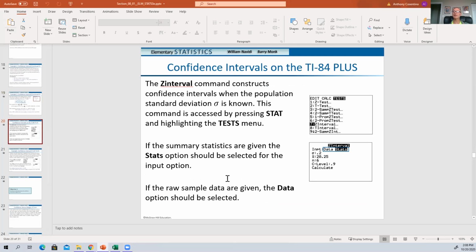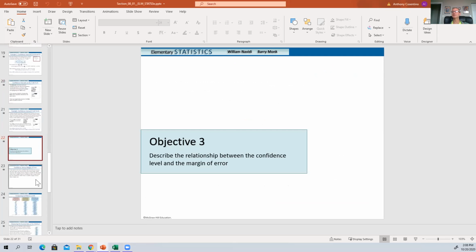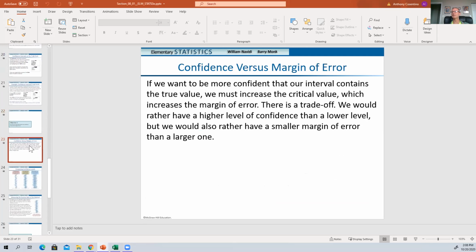Your fancy calculator has a Z interval function that you could use to get these directly. I think it's important to first get a good feel for how to do it by hand. And again, these calculations aren't horrible, and it's important to understand where these numbers are coming from. So I'm not going to talk about that now. We'll move into some more of the technology a little bit later.